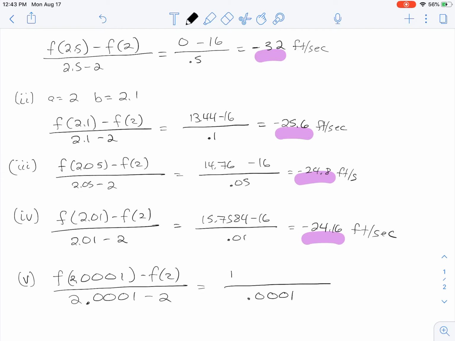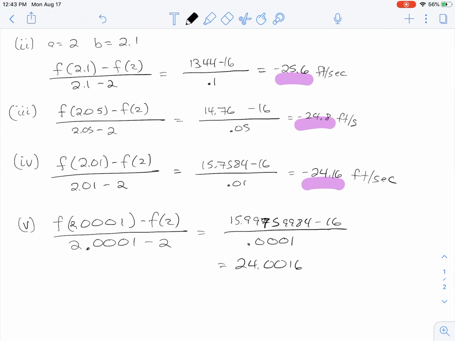This gives me 15.99759984. Subtract 16 from that. Divide by 0.0001. And it gives me negative 24.0016. So these numbers, they're getting closer and closer to negative 24. So the answer to part B is negative 24 feet per second.